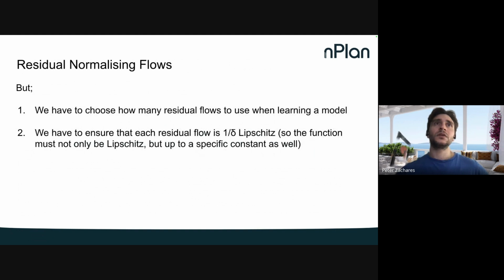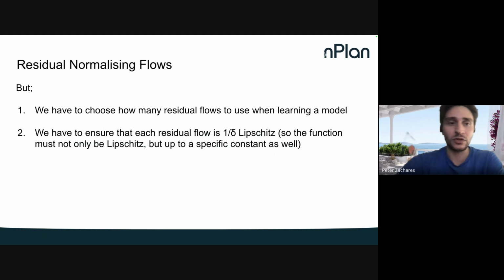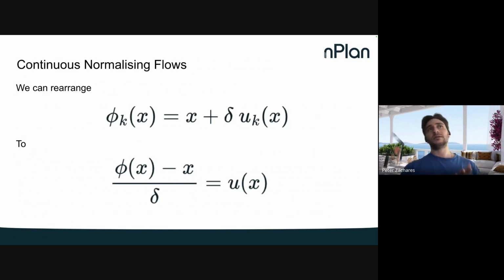And the other issue is that, in order to ensure that the process is invertible, not only do you have to make sure that the flow network is invertible, not only do you have to make sure that it's Lipschitz, but you actually have to make sure that it's 1 over delta Lipschitz. So it's a harder constraint to meet, and it constrains the model more that you learn. So there's these two issues with residual normalizing flows, and that's why we get continuous normalizing flows as the next iteration, improving upon these issues.